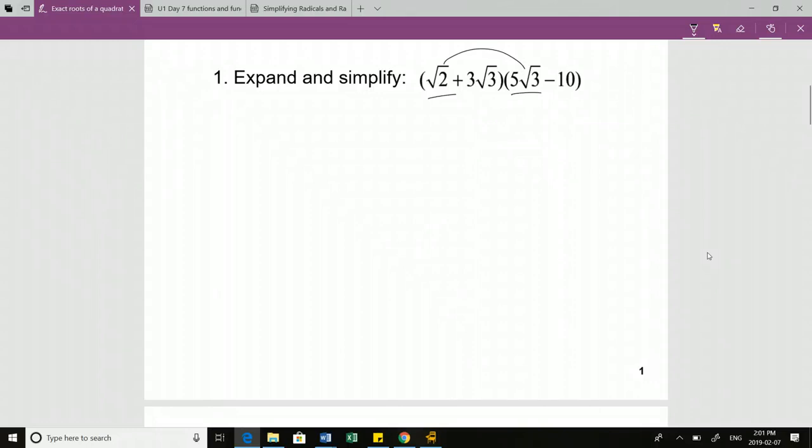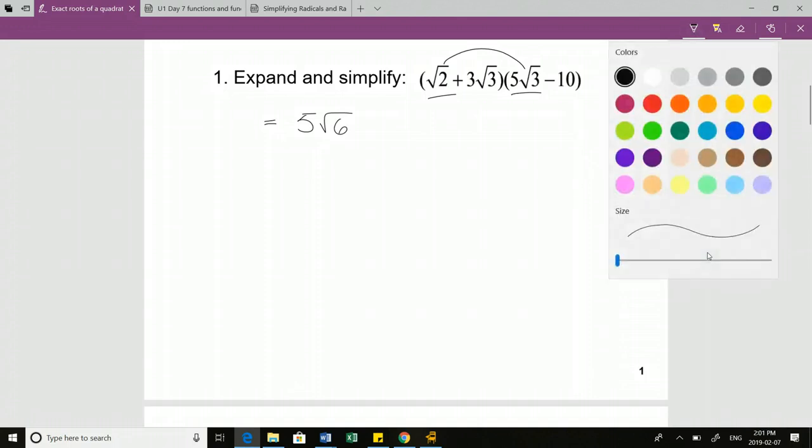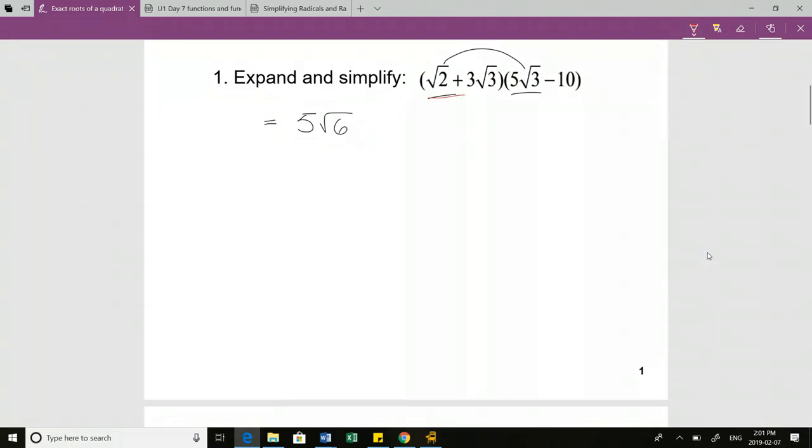Okay, so we're going to start with firsts. We're doing root 2 times 5 root 3. That should give us 5 root 6. And then we're going to do outsides, which are these. So I'm doing root 2 times negative root 10.